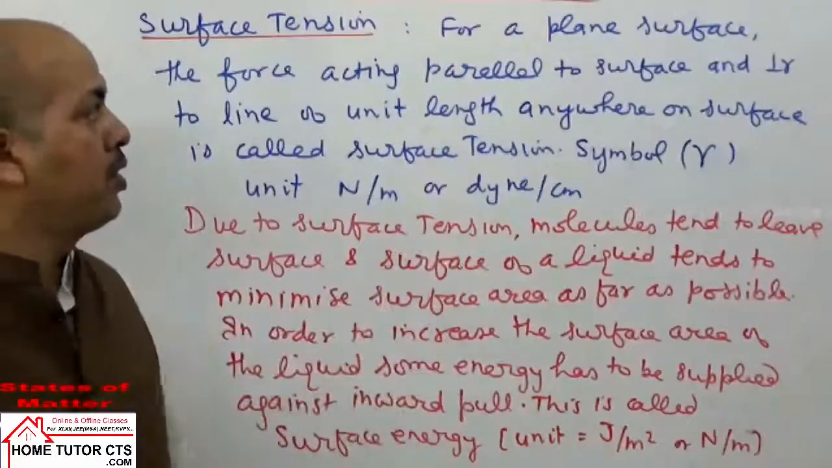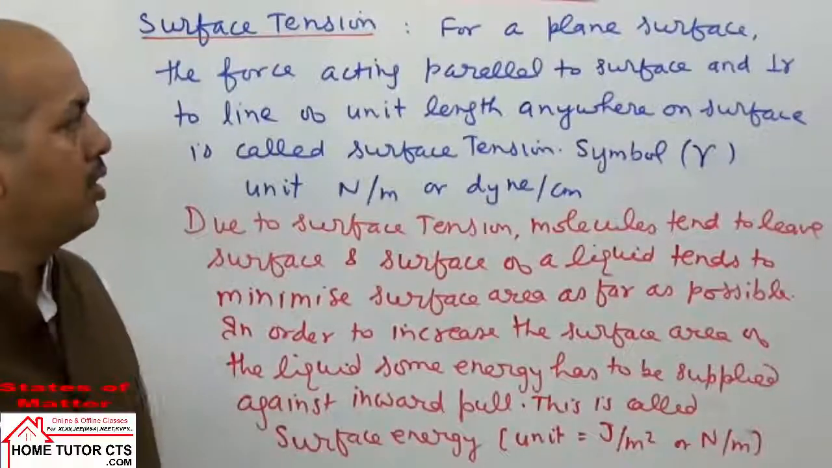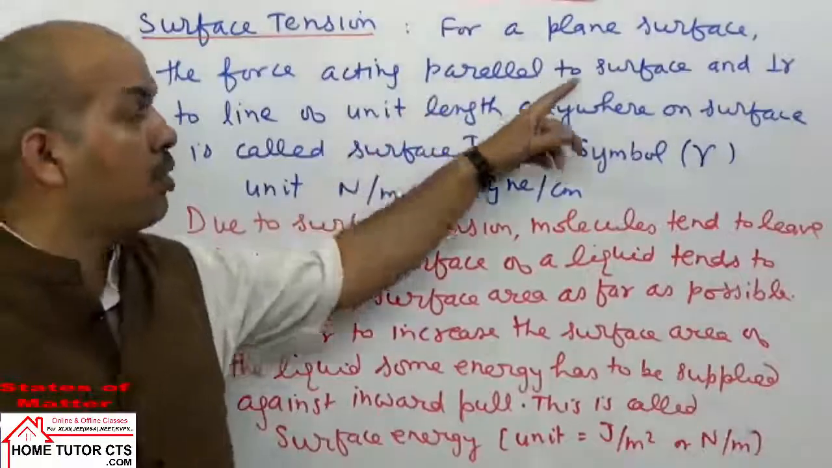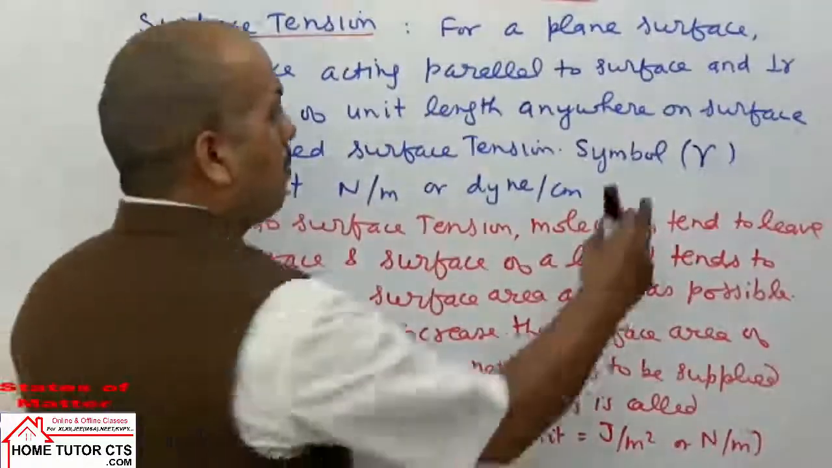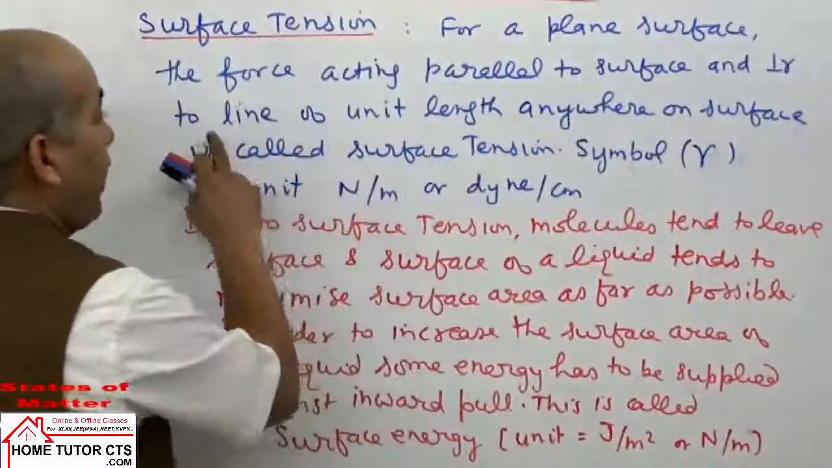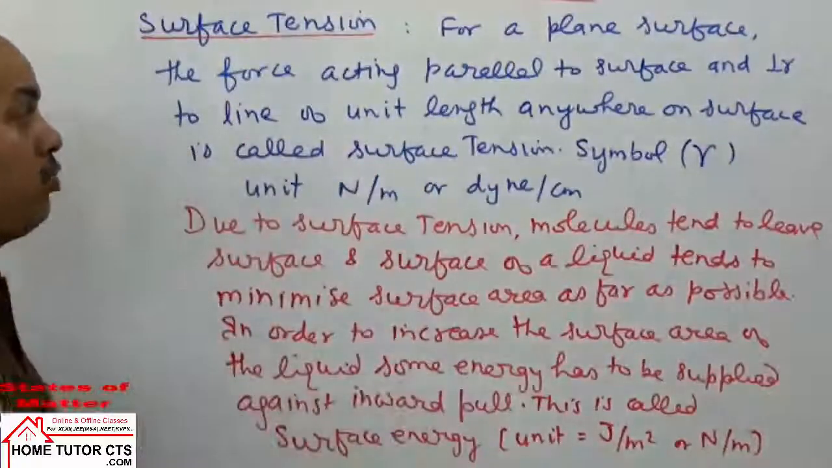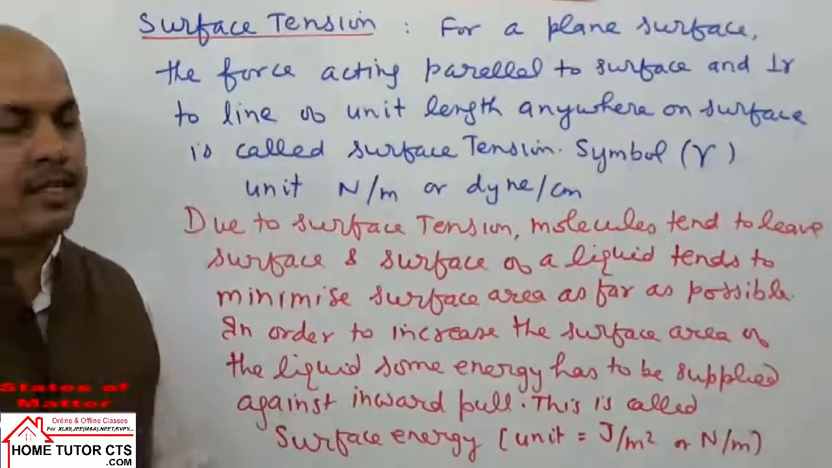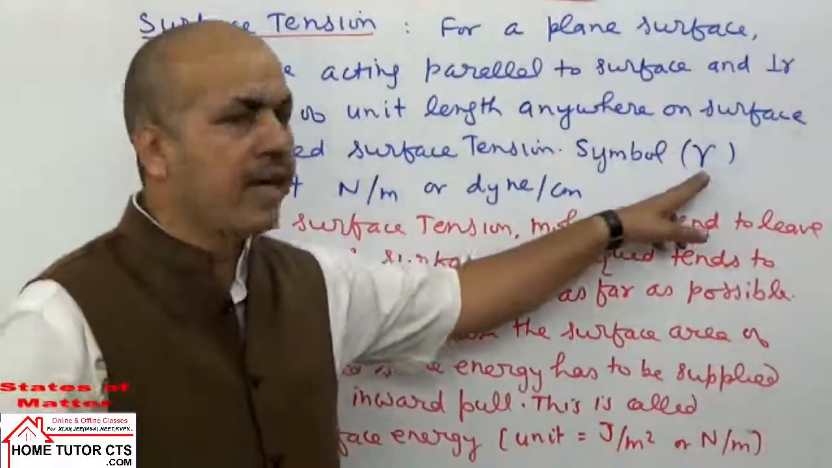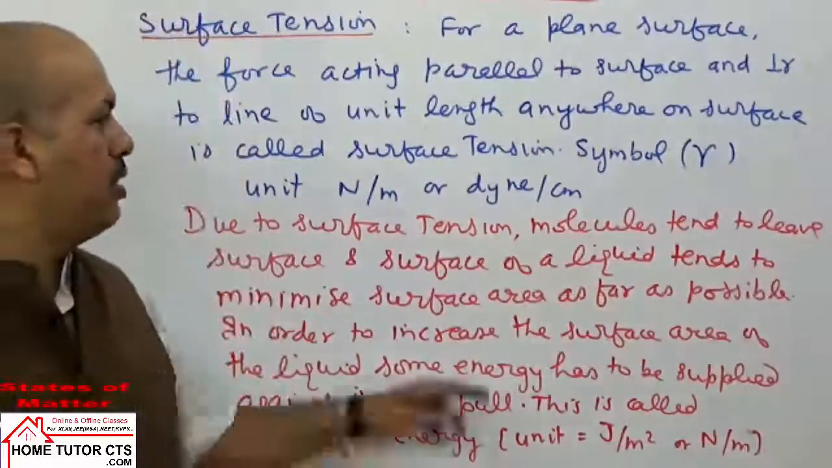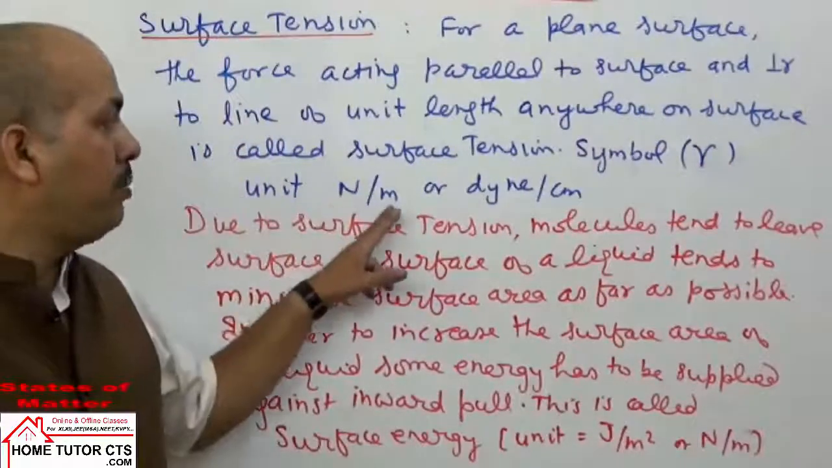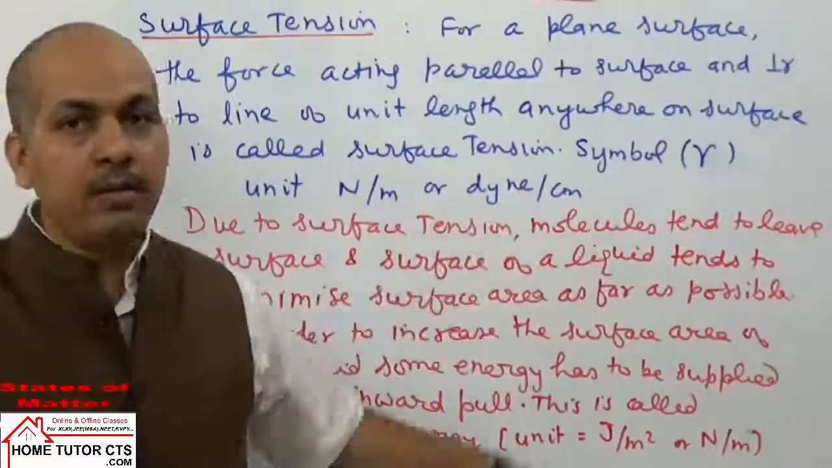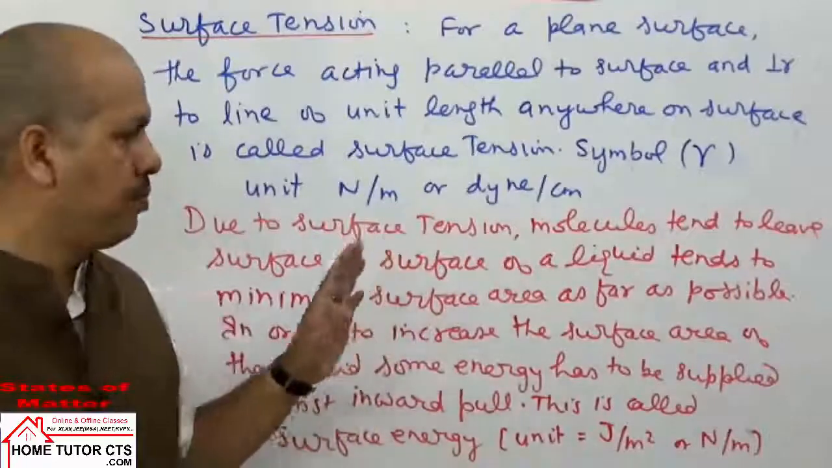We can have a definition; please write down the definition. For a plane surface, the force acting parallel to the surface and perpendicular to a line of unit length anywhere on the surface is called surface tension. The symbol can be sigma, gamma or T for surface tension, and it has units of Newton per meter in the SI system and dynes per centimeter in the CGS system.